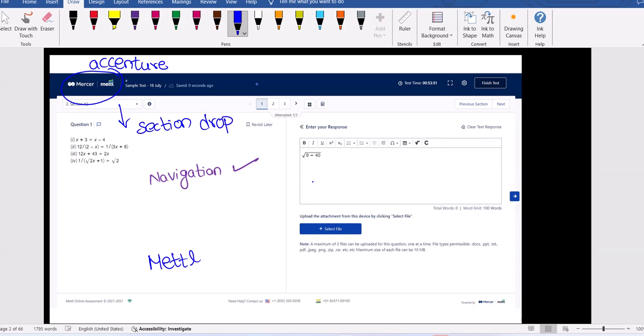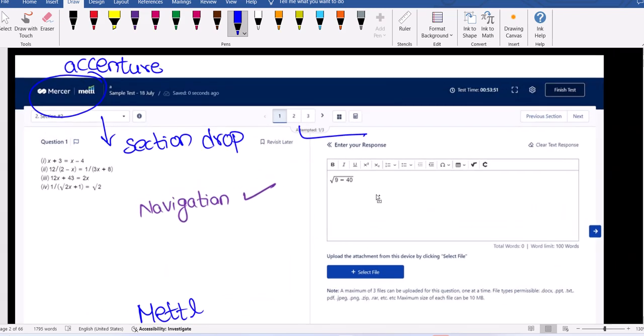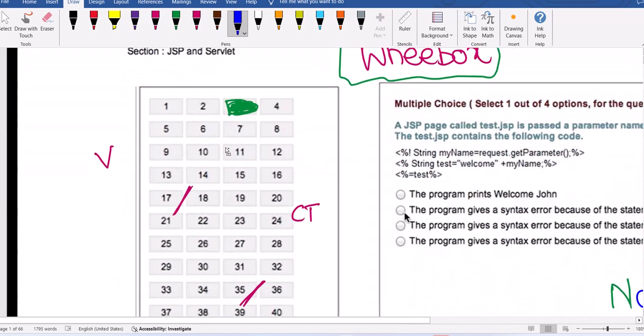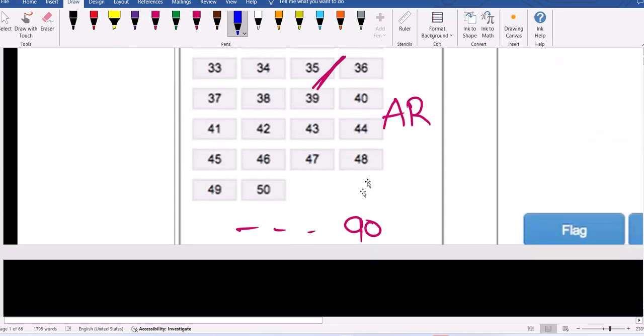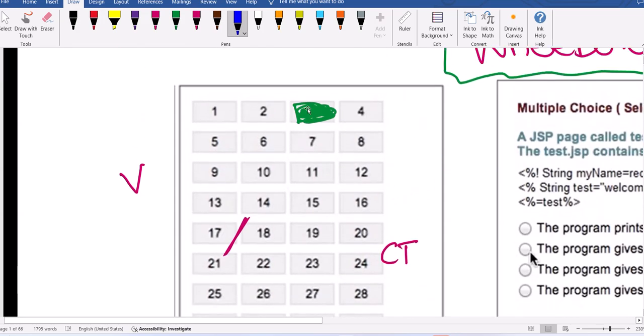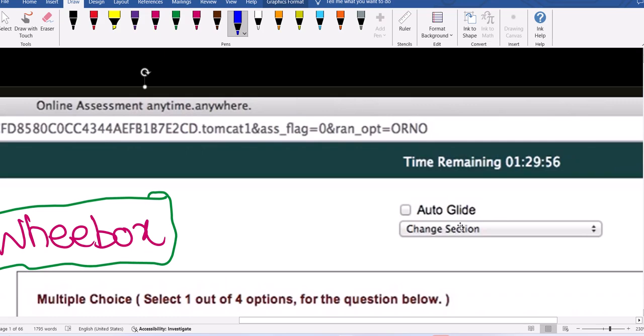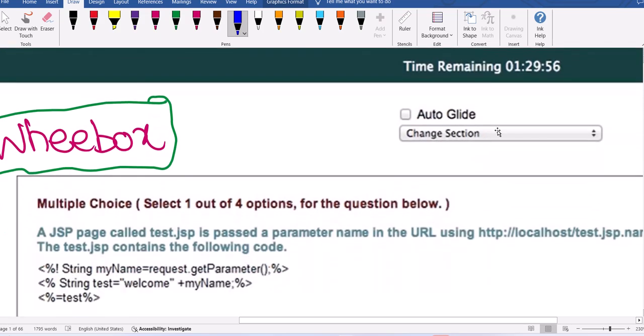If you want to go to a particular section, say the second section with 18 questions, you can click on the question numbers here. Question numbers 1 to 90 will be available, and when you mark one it becomes green. Here you also get the section drop down, where you can click on whichever section you need. That will generally be on the right or left.